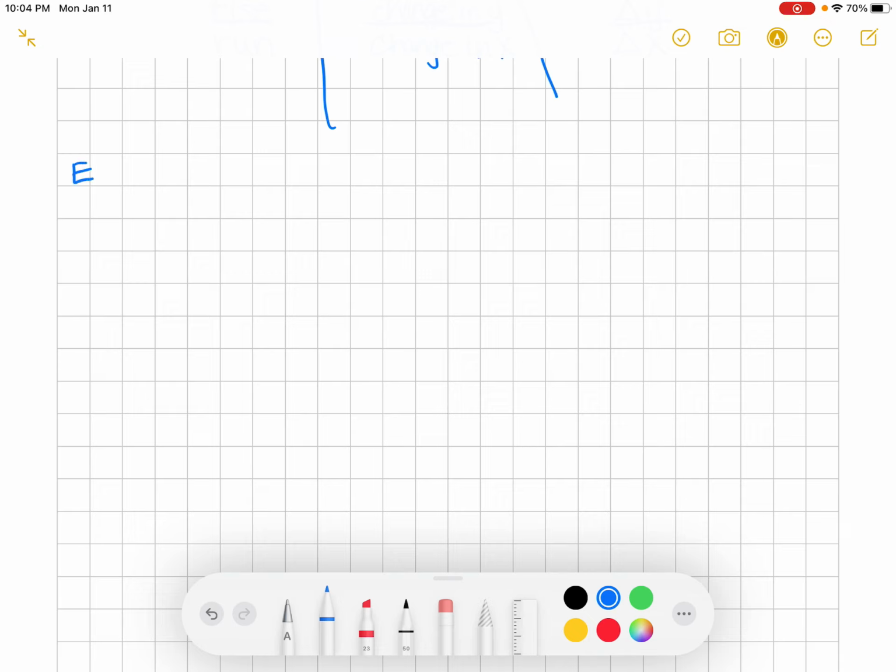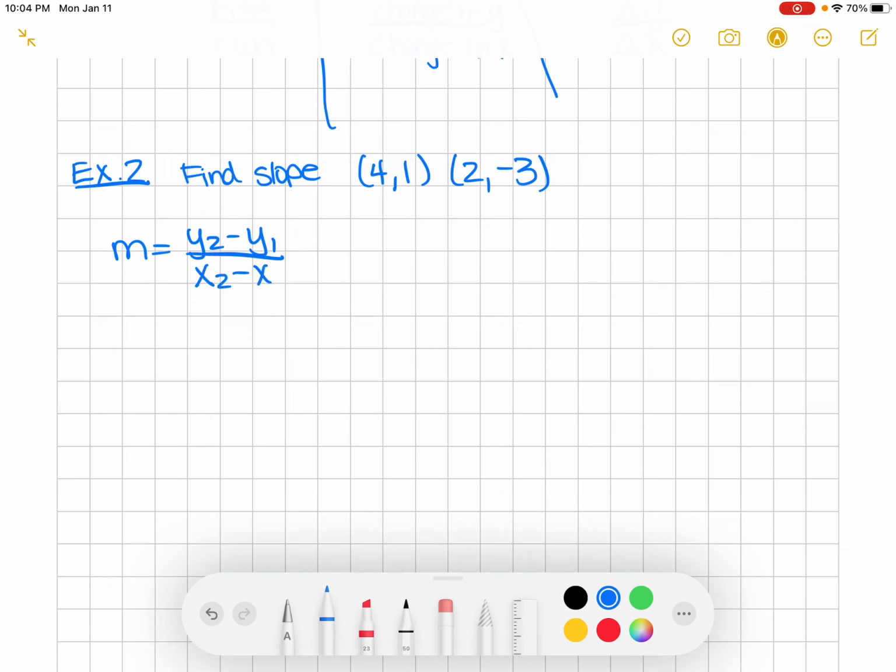So example 2, you're going to do this one on your own using the formula. Find the slope of a line that passes through (4, 1) and (2, -3). Take the formula, m equals y2 minus y1 divided by x2 minus x1. Remember, these are x1, y1 because that's the first point, and x2, y2. Pause the video, do it on your own, and then come back and let's see if you got it right.